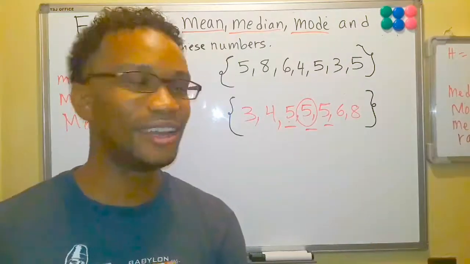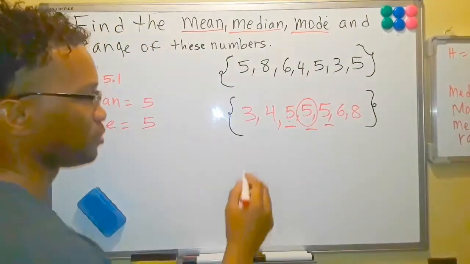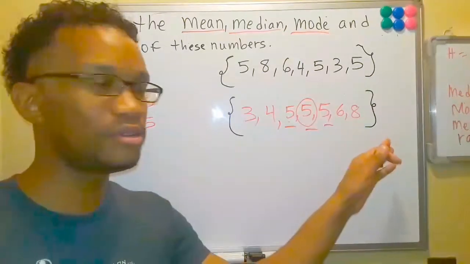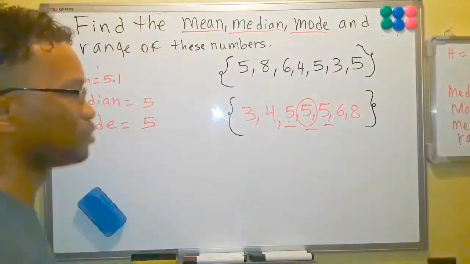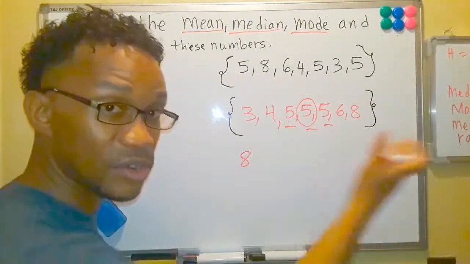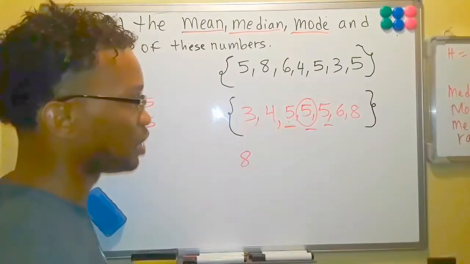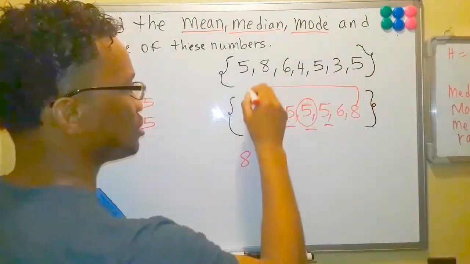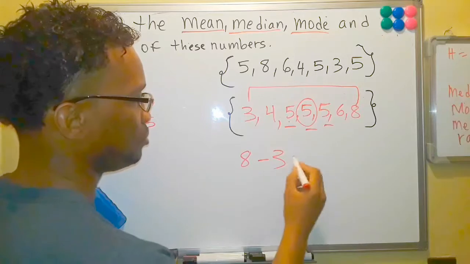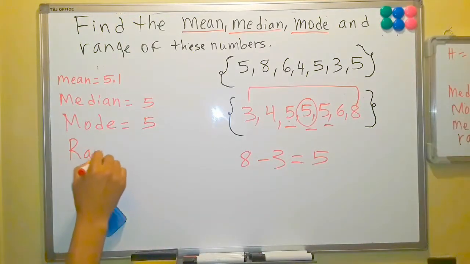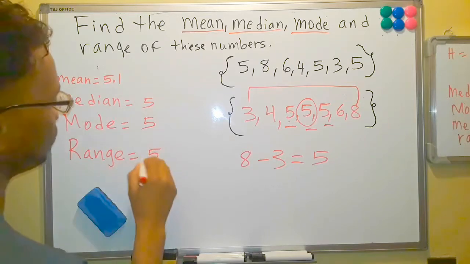And the range. Range is basically you have to subtract the least number from the greatest number. In this case, the biggest number here is 8. See, the purpose of organizing in order, it helps you a lot. The greatest number, subtracting the least. So 8 minus 3 gives us 5. So our range is 5.